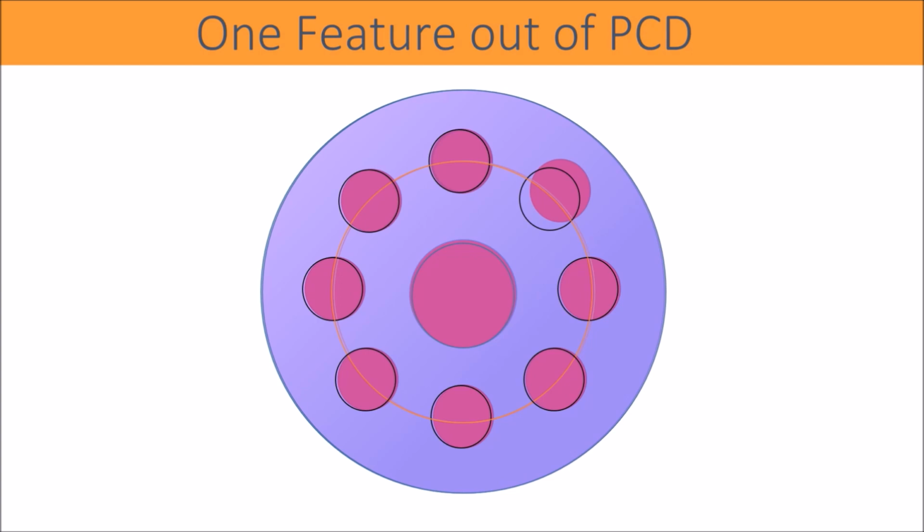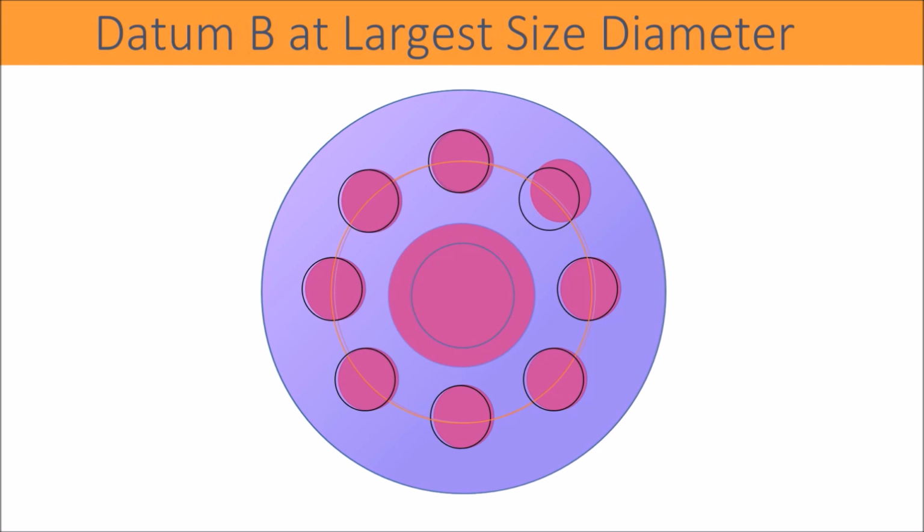Now suppose the center hole was produced at its MMB, that is, the smallest size of boundary. It means no additional bonus tolerance is applied to the datum B feature. Suppose the datum B hole is produced at its LMB. LMB means the largest size boundary. Because of the increased diameter, we can shift the entire part to adjust for the out-of-spec PCD hole.